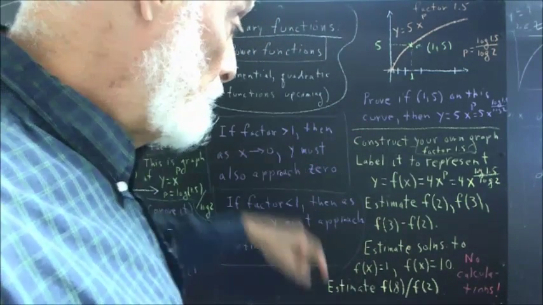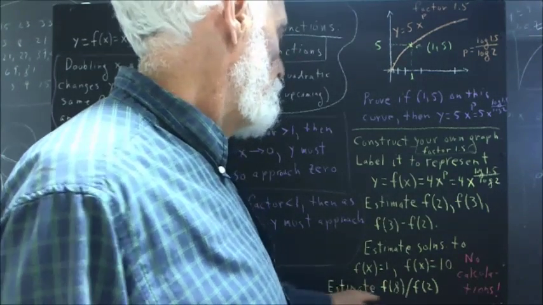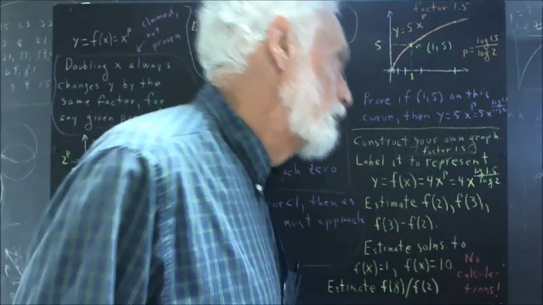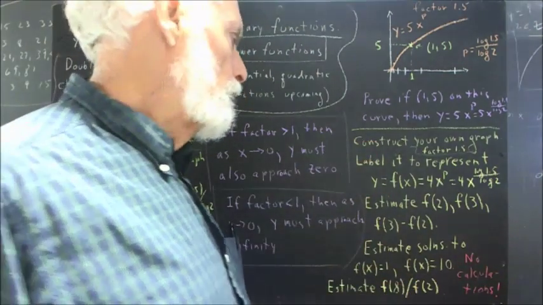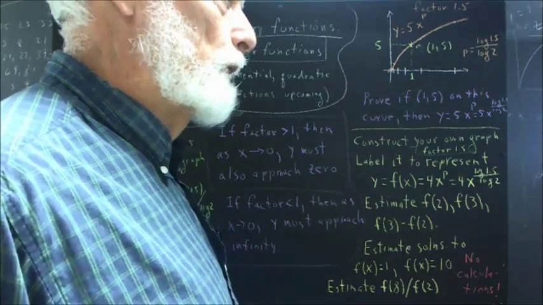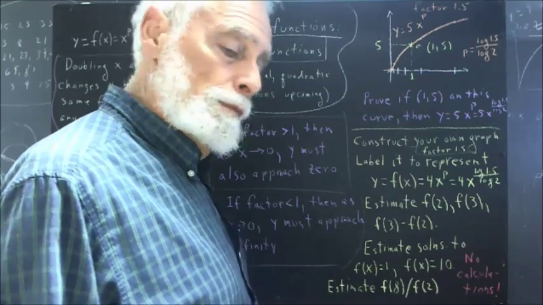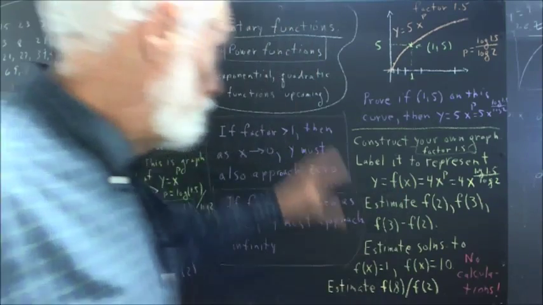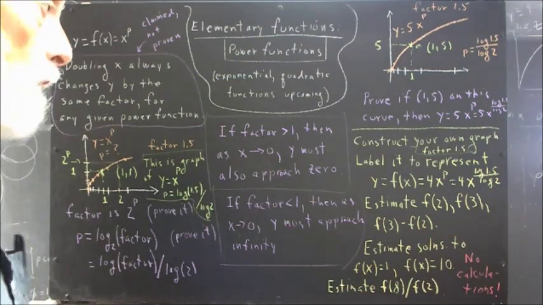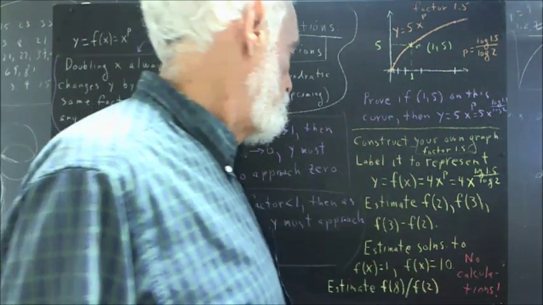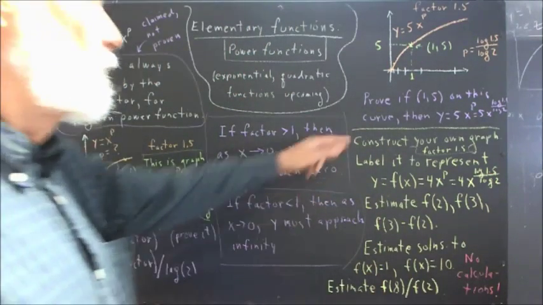Okay, then estimate f of 8 divided by f of 2. Okay, get those results with no calculations. Now, in a subsequent video, I'll tell you what some of these results should be, but I don't want you to look at those until you've actually done all this. Okay, now I'm going to continue with the new board and enhance this problem set. But for right now, this is what I want you to do.